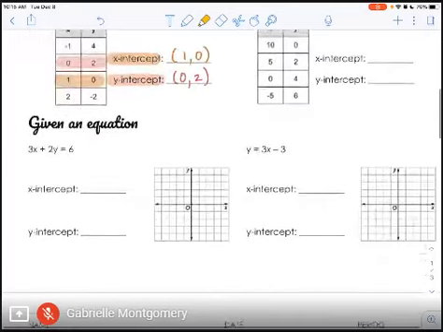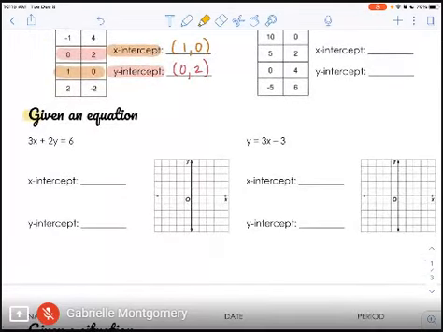Next, we need to be able to find intercepts given an equation. So if you're handwriting your notes, that's going to be your next section. All right, we've already practiced finding y-intercepts given an equation, right? We put our equation in slope-intercept form, and we could identify that b value, that's our y-intercept. You can still do that to find your y-intercept.